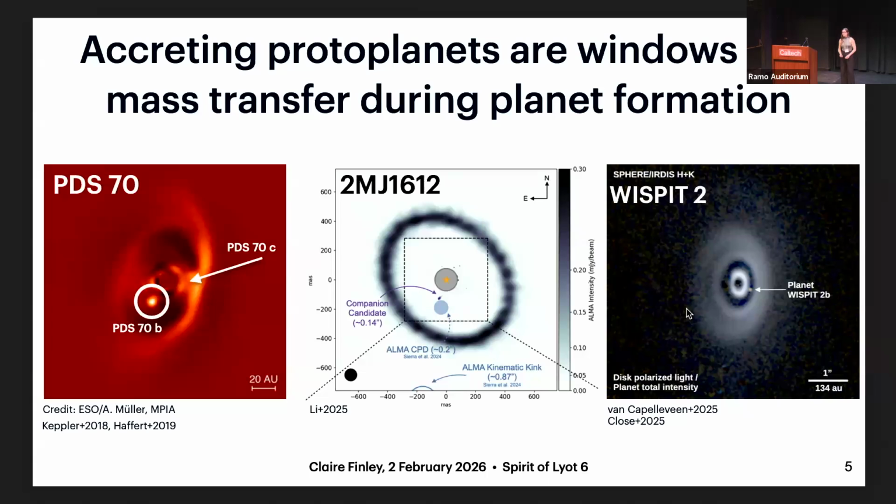So over the past decade or so, we have unlocked this ability to witness the process of planet formation by directly imaging accreting protoplanets as they form, effectively giving us this window into the process of planet formation. I'm showing here 3 images, of course, the PDS-70 system we all know and love, and then the 2 new candidates, 2MASS J1612b and WSPIT-2b. All these systems shine brightly in H-alpha, which is interpreted as strong Balmer line emission that is indicative of an accretion disk.